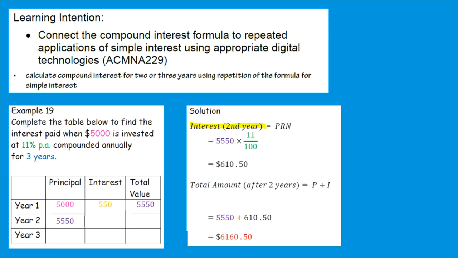The interest for the second year, we still use PRN. Still finding simple interest, but we're finding it for this new principal. So we find 11% of the new principal, which is down here in this table. So 11% of the new principal is this much, and we add that on to the principal.